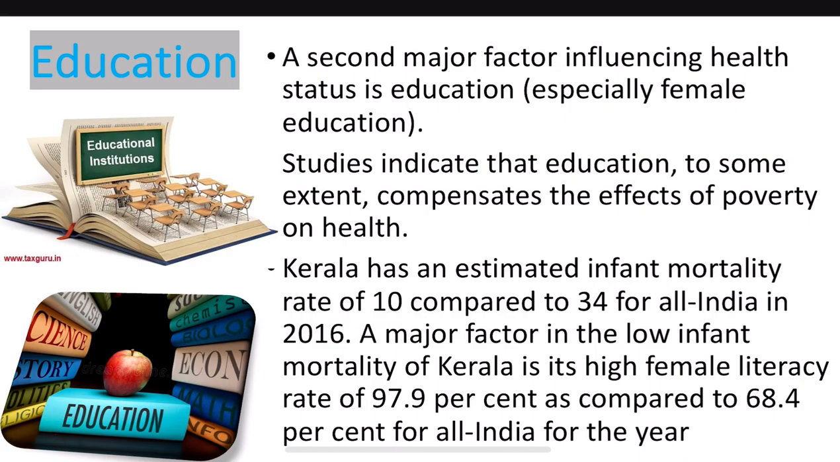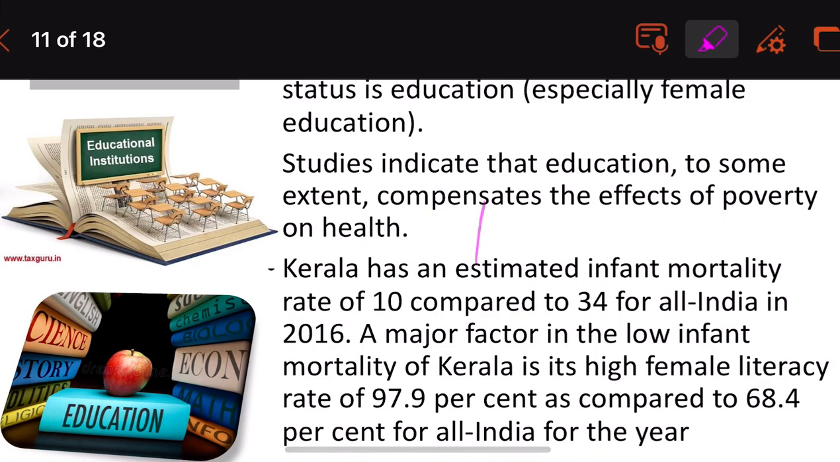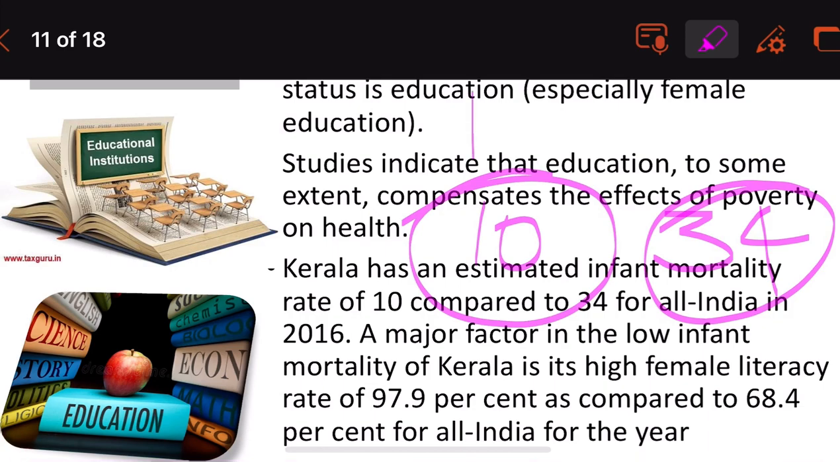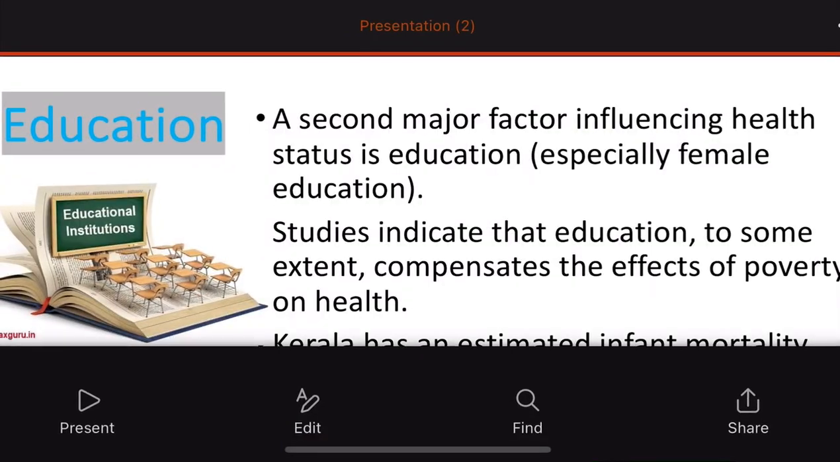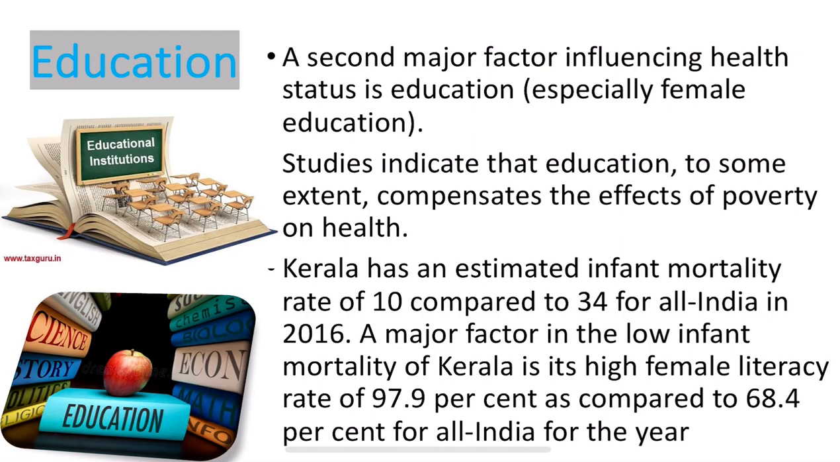Why is Kerala having the death of infants at the rate of 10 and the other states at the rate of 34 in India? Why is there a fall in infant mortality rate in Kerala? It is because there is a high female literacy in Kerala. That is, 97.9% of individuals are literate in Kerala, whereas in the other states, on an average, 68% of all over India are literate. So this shows that education plays a major role in influencing health.